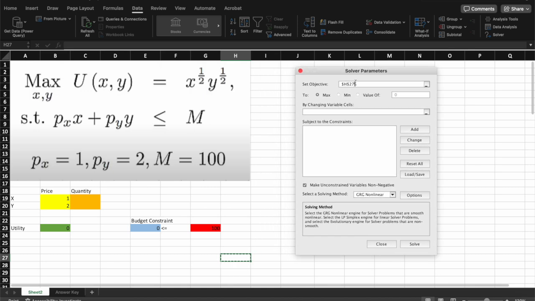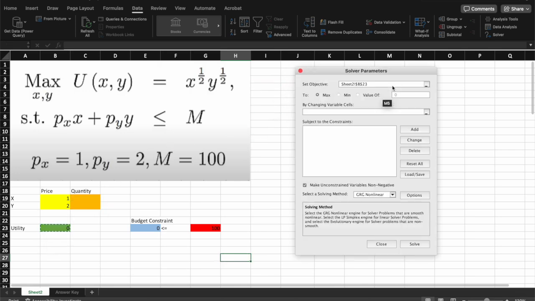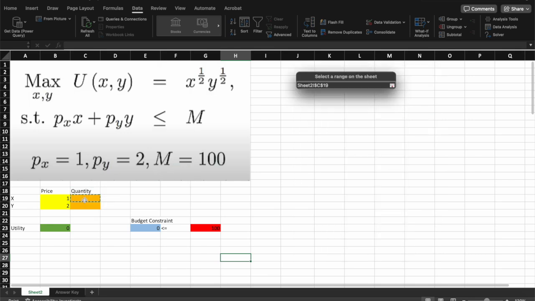And the first thing that it asks us is to set the objective cell. This is our green cell. This is the thing that we want to maximize. So we're going to go ahead and select our green cell here. We also want to select maximization, right? We want it to maximize by changing variable cells. So our variable cells are orange. So we're going to select these two here.